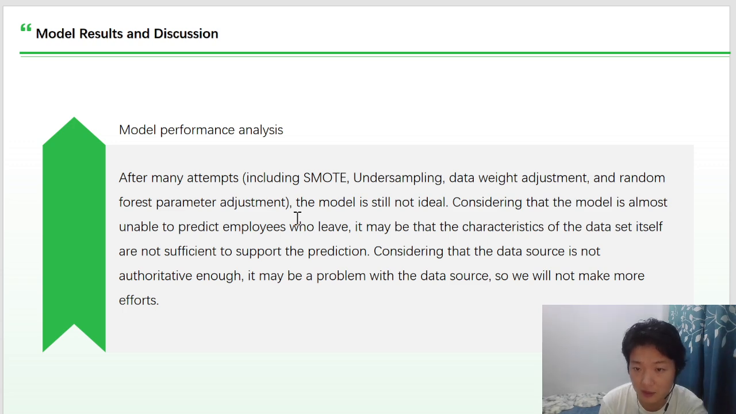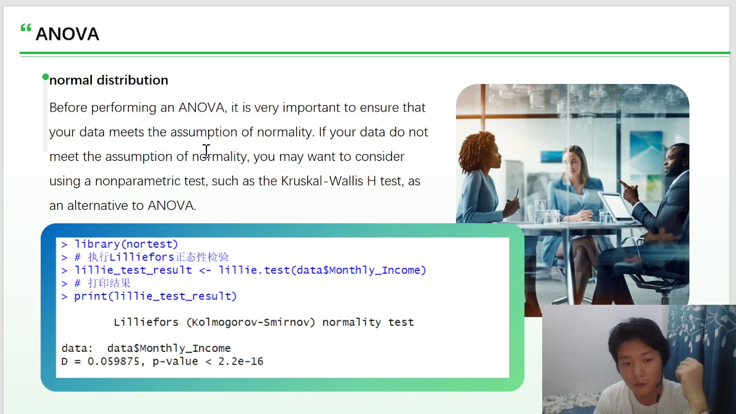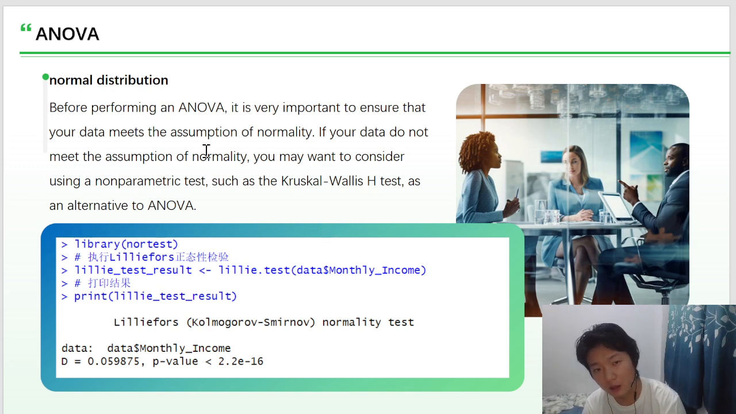It may be that the characteristics of the data set itself are not sufficient to support prediction, and maybe the data set is not good enough. Then I use ANOVA to test the data set. I want to know if the data set is really good.